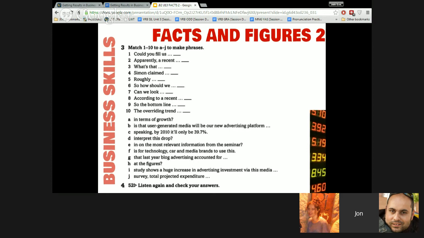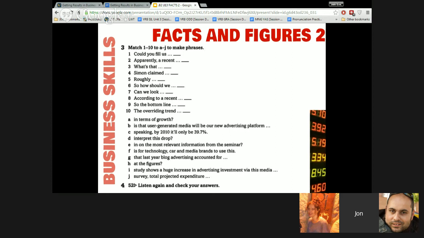In terms of growth. Perfect. That is correct. Number 3 is A. What's that in terms of growth? In other words, what does that signify? What does it mean? Yeah, that's it. What's that in terms of growth? Number 4, Simon claimed, Daniel.